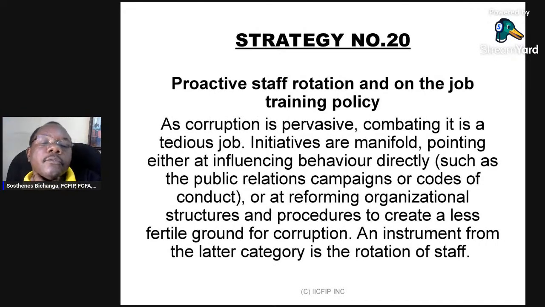discussing, and the discussions are mainly centered on the strategies, anti-fraud and anti-corruption strategies. The 20 strategies constitute module number 1 of the Forensic Investigation Masterclass. And therefore, these are good reading.